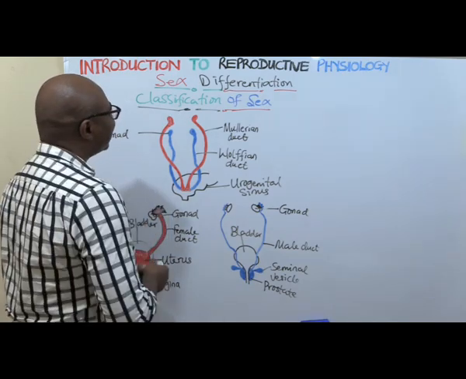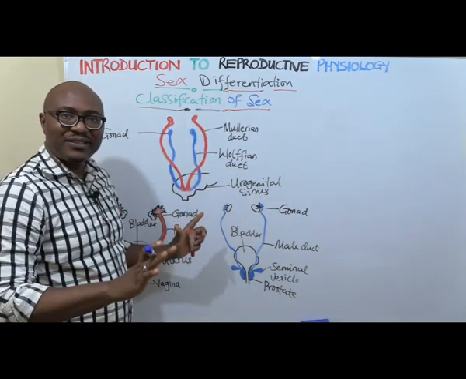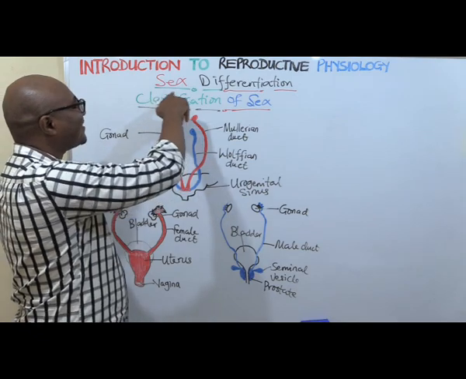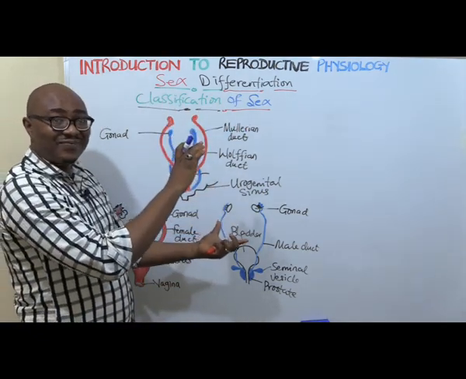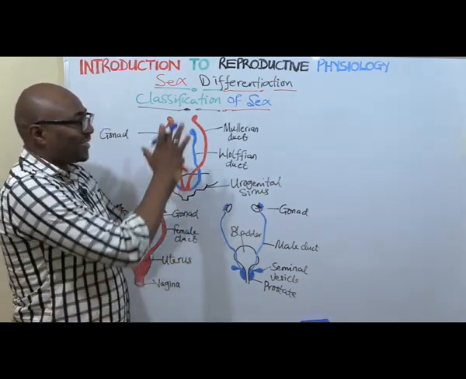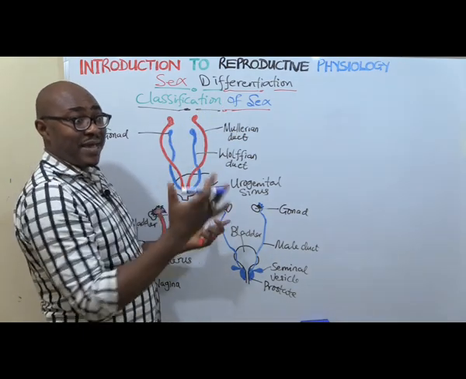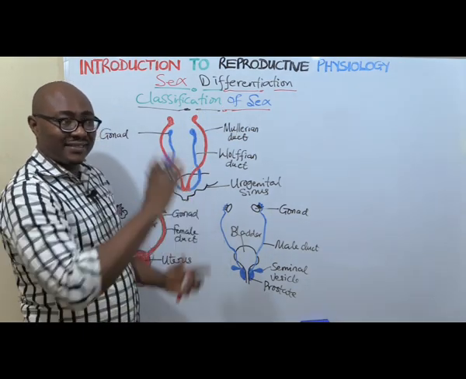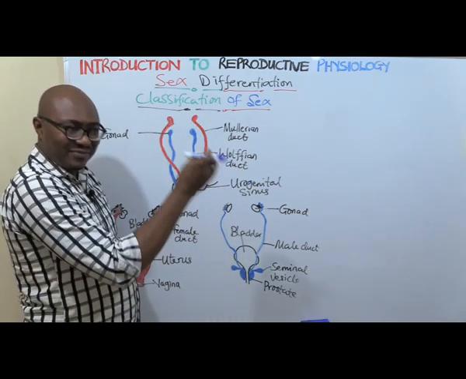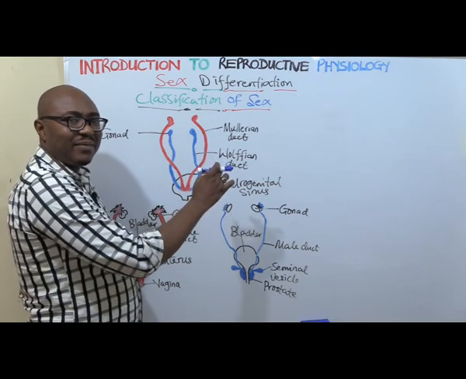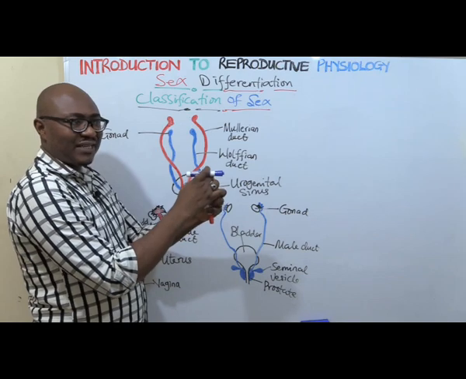Now let's get started. So today, in part 2 of the introduction to reproductive physiology, we're going to be dealing with sex differentiation, and then we're going to classify sex. Very interesting topic. We started with gametogenesis and sex determination, saying that the male determines sex because of the Y chromosome. In the sperm, you have the Y sperm and the X sperm. So the male determines sex, and it happens at fertilization.